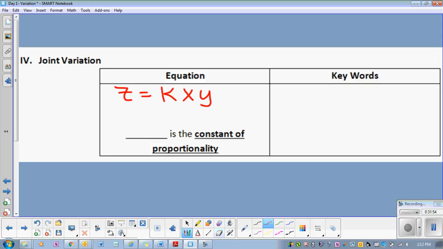Alright, Z equals kxy. And what is my constant? K. K for constant. Anyway, the key words here: there's no proportionality statement. You're just going to see varies jointly, and that's when you know you just multiply. You're just going to have more variables.